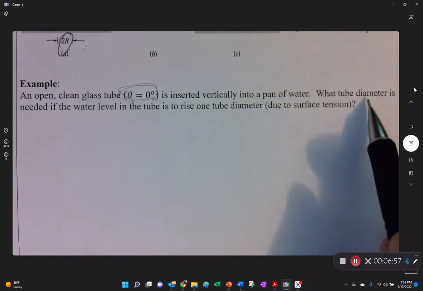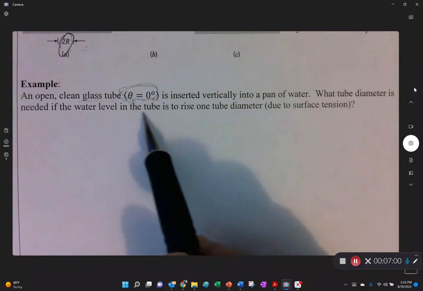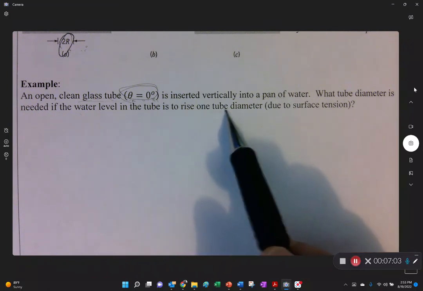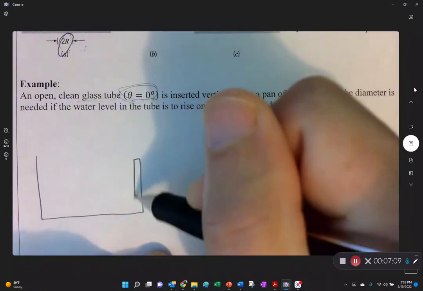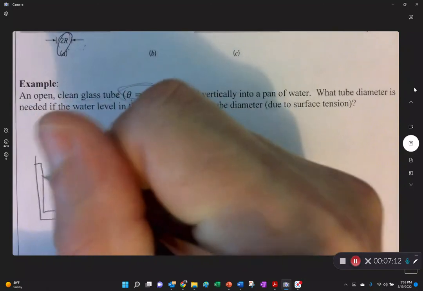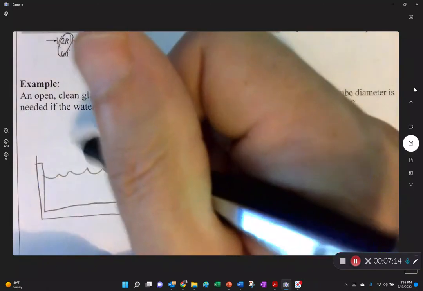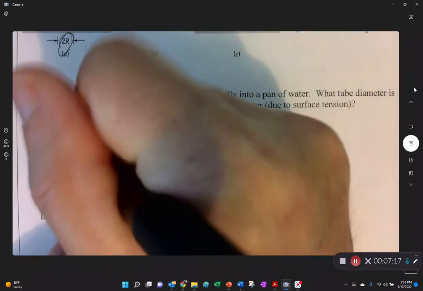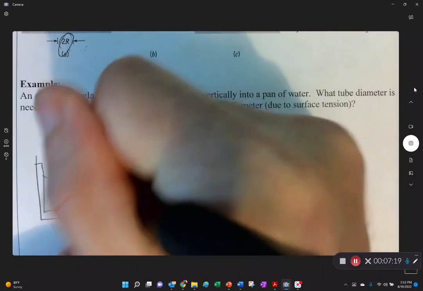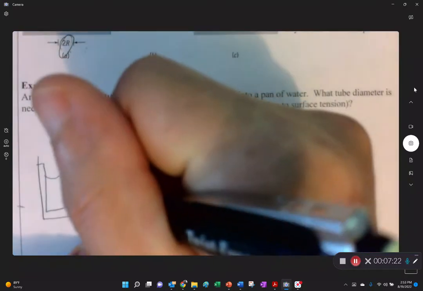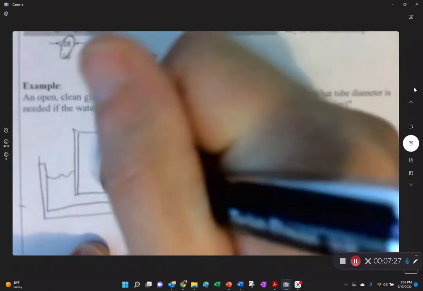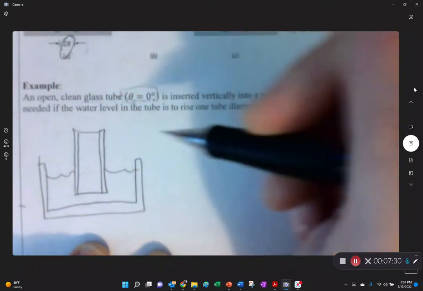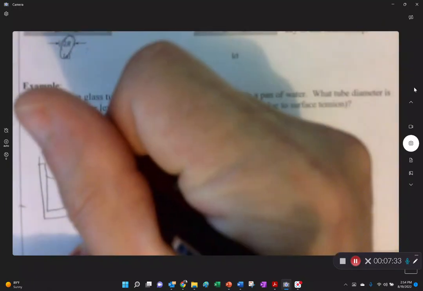What tube diameter is needed if the water level in the tube is to rise 1 tube diameter due to surface tension? So I'll draw this pan of water here. I really recommend that, even if you don't feel comfortable drawing, you still try to improve your sketching skills, because it really helps when a problem doesn't give you a diagram, or even if it does, to sketch out what has taken place. By doing so, you can think your way through.